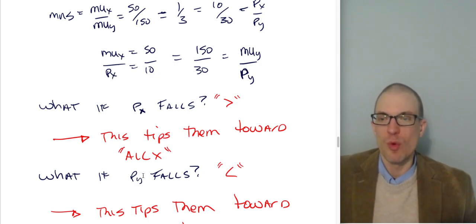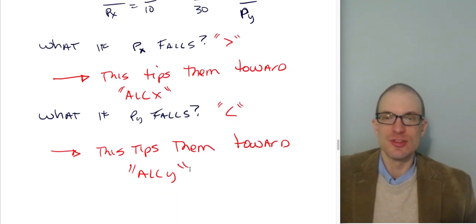What if the price of good Y falls instead? Now that'll make a smaller denominator here, so a larger fraction. So that would give us the less than sign. This would tip us towards the all Y solution, right?